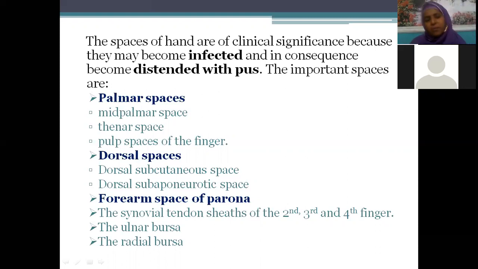Okay. Apart from that, what do we have? Lumbricals, palmar interossei, and dorsal interossei. So that means between these muscles, you will find some spaces which are nothing but the palmar and thenar spaces. We will see in the palm. You have mid palmar space, thenar space, and pulp space of fingers. For all, diagrams are there. This is only the list of what we are finding.